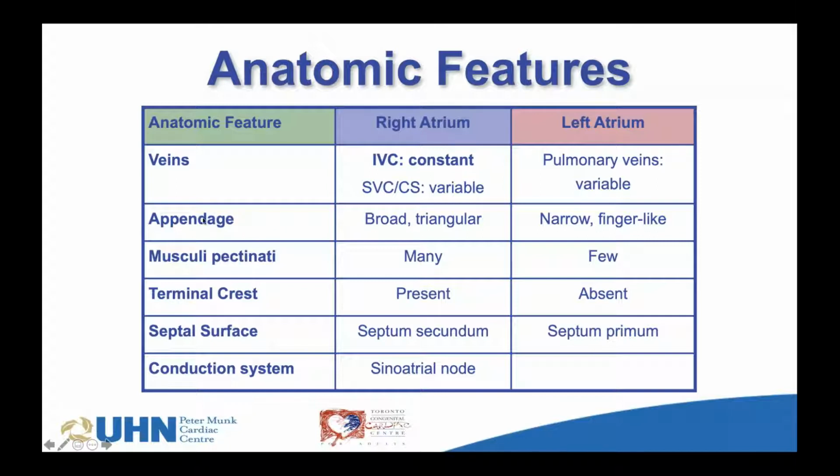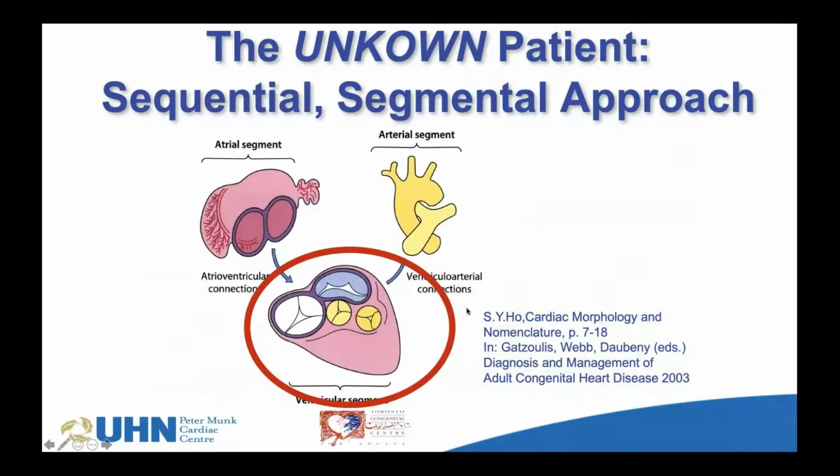So the appendages are very accurate morphologic landmarks for rightness and leftness. Different morphologies described. In the right atrium, we have many pectinate muscles. We only have a few in the left atrium, confined to the left atrial appendage. In the right atrium, there's no terminal crest. The terminal crest is absent in the left atrium. So now let's move to the next step.